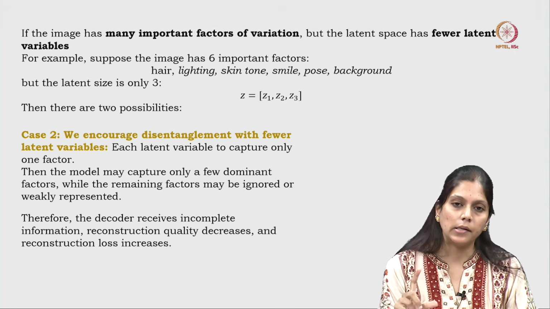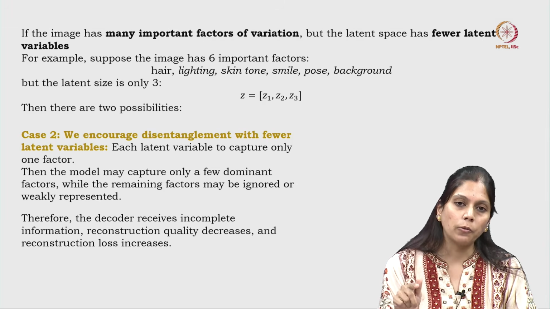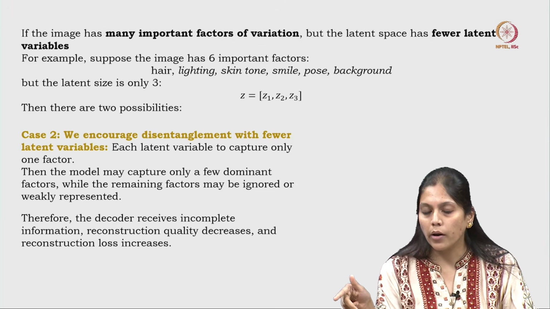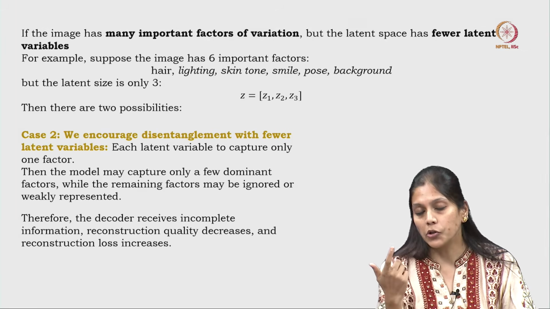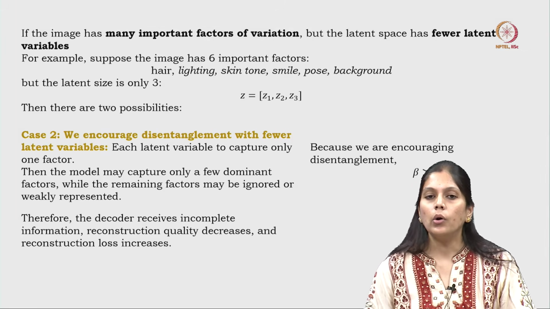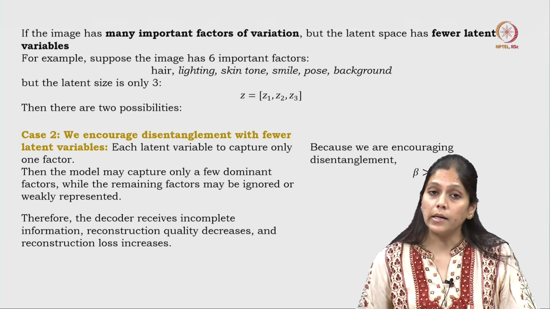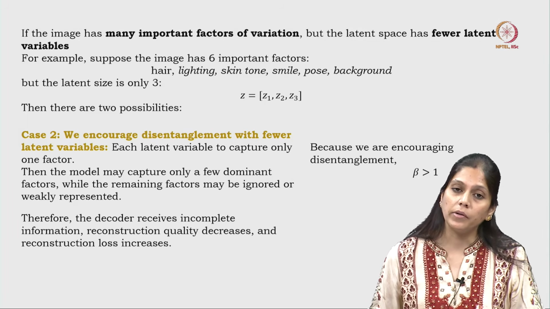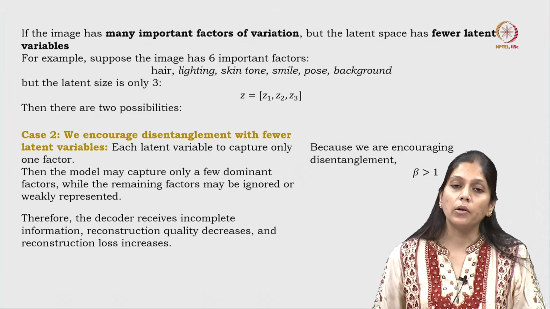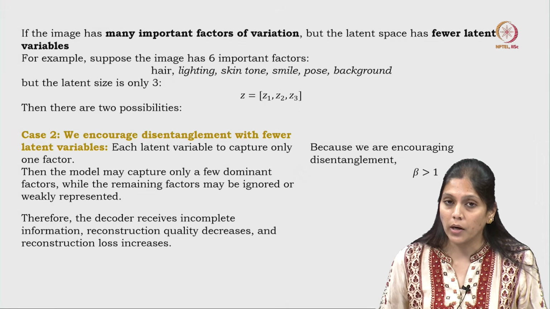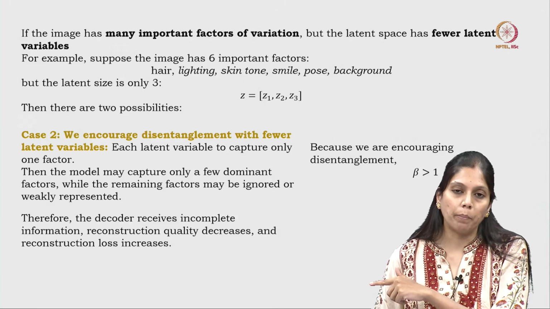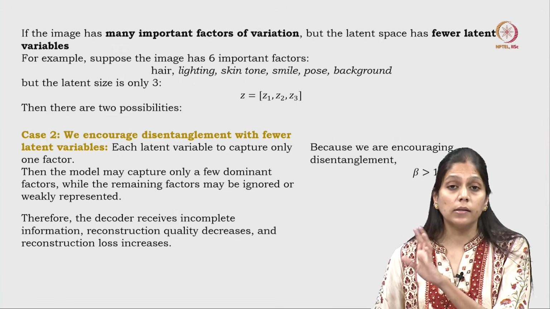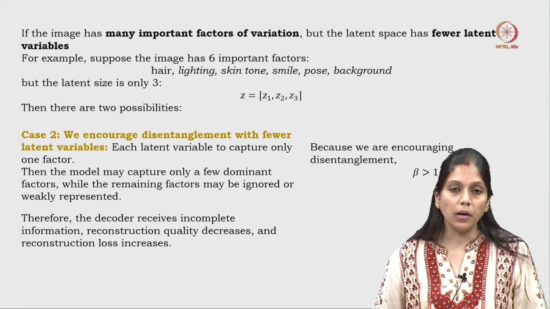We have bad Z. When Z is poor and that Z is passed to a decoder, the reconstruction loss will be very high. Now, because it is a disentanglement, beta value is greater than 1. If the beta value is greater than 1, what are we ensuring? That the mean value should be closer to a prior distribution. That means the KL divergence value will be very less.